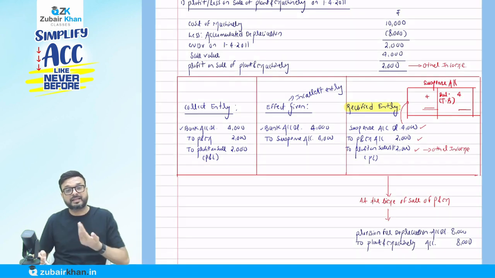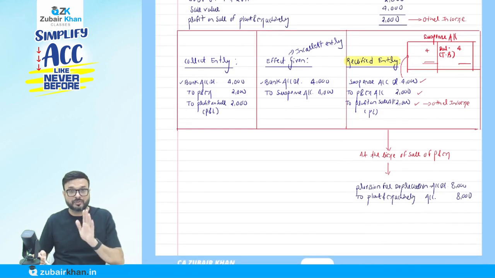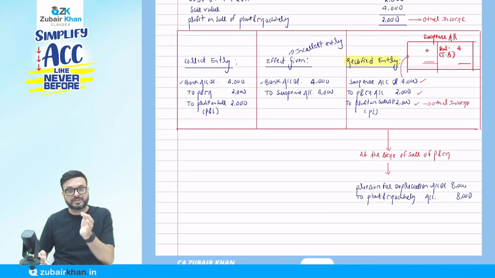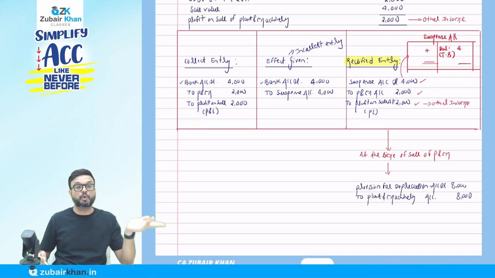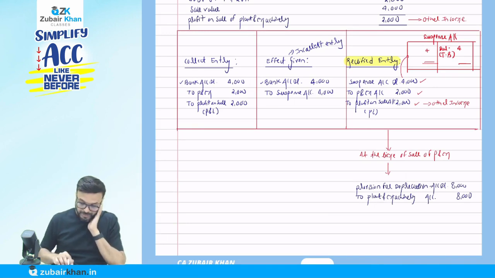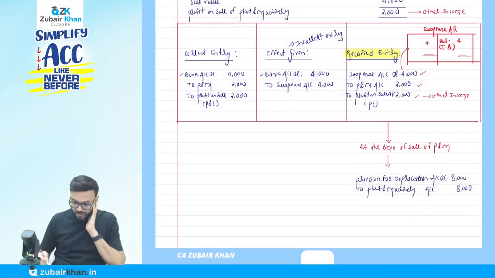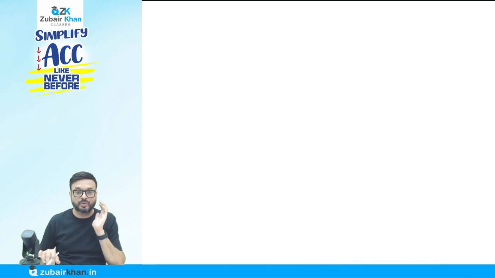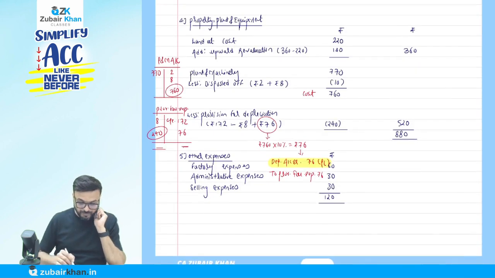But whenever we sell the asset, if we maintain a provision for depreciation account, whatever depreciation we have charged till that date has to be transferred from the provision for depreciation account to plant and machinery. So you will see that here the provision for depreciation is debited and plant and machinery should be credited. So if you go here, we deduct from the plant, we deduct this 8 here and we add here.